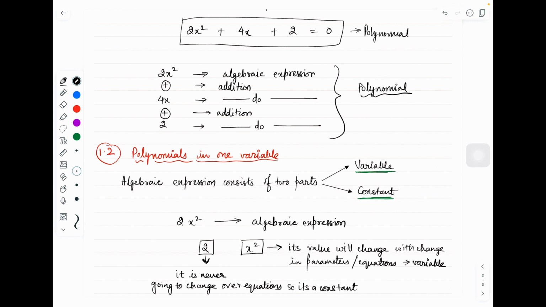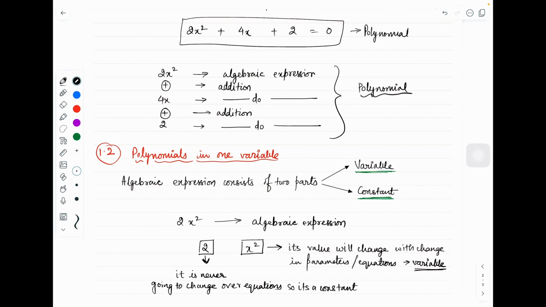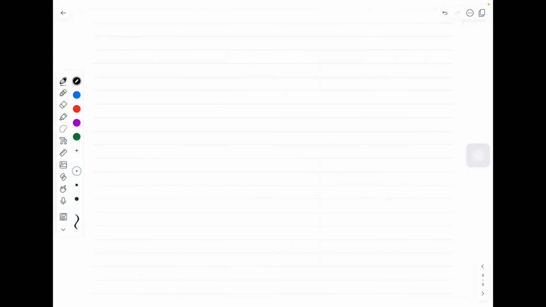I will make you understand more properly by giving one example. Variable's value will change when we change parameters or equations, but constant's value will never change. Here you are seeing that constant is written as a number, and variable is written as a symbol, x. But that is not always the case.